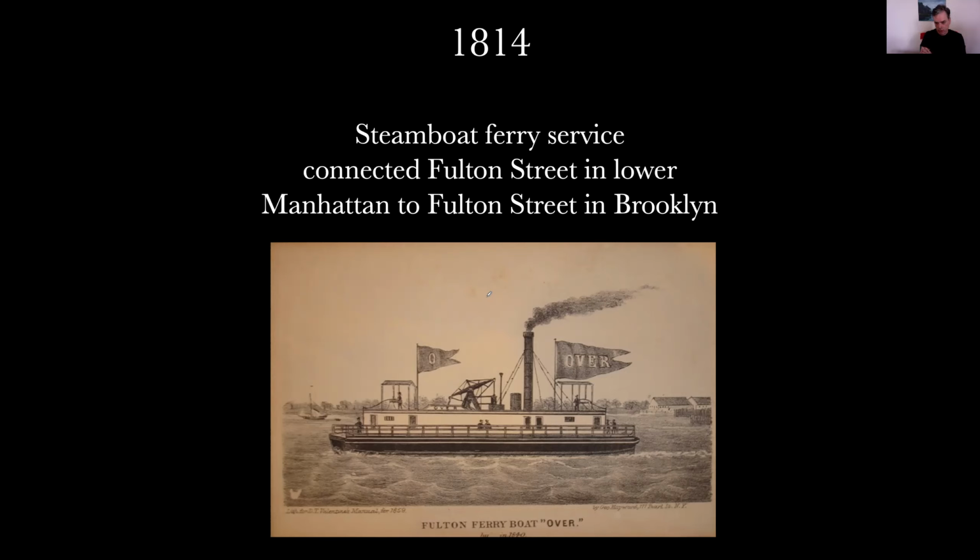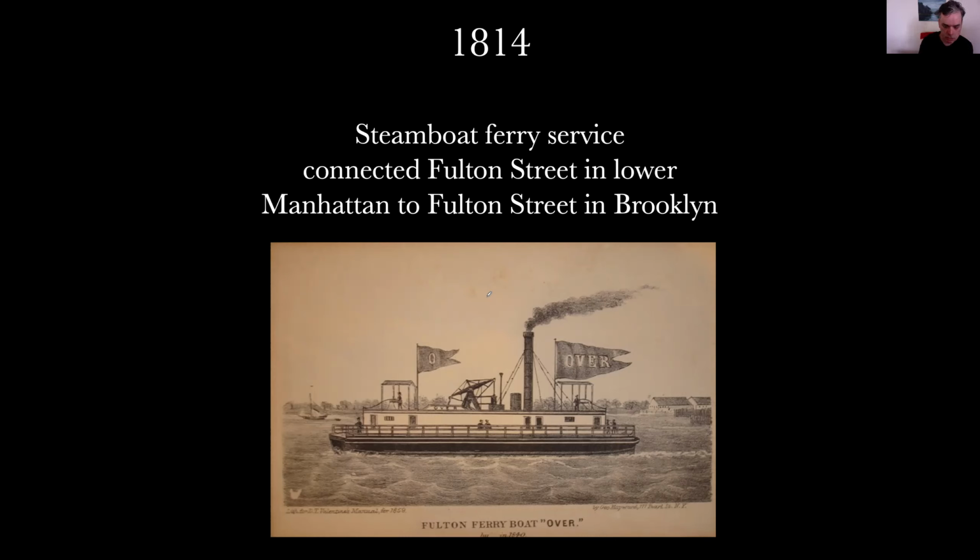And this is the Fulton Ferry, which looks very slow and old-fashioned, but in 1814, this meant that people could get across the river much more quickly and predictably because it had steam power, obviously. So they weren't subjected to changes in the wind. This particular Fulton Ferry boat is called the Over. You can see it written on the big flag there.